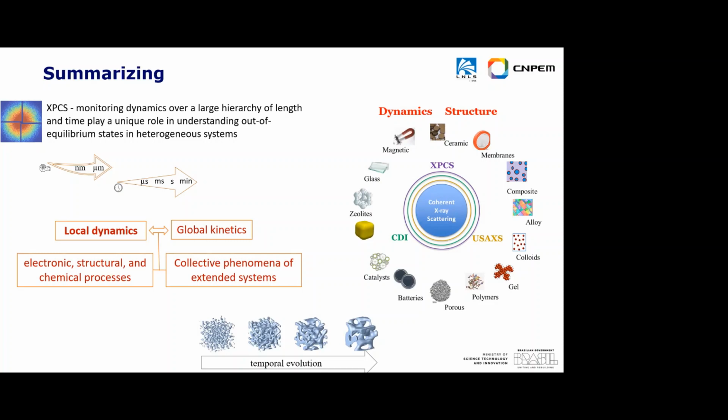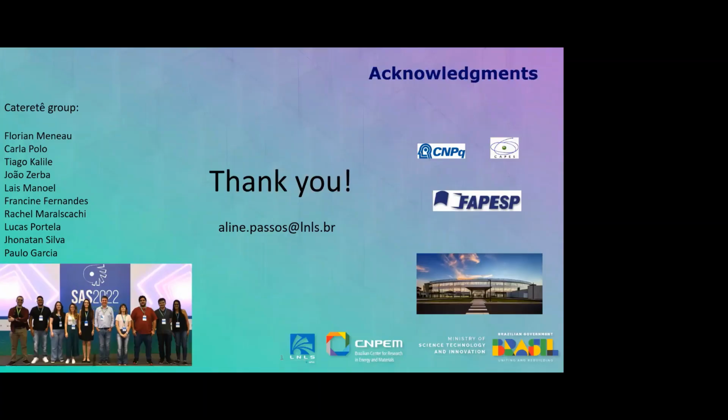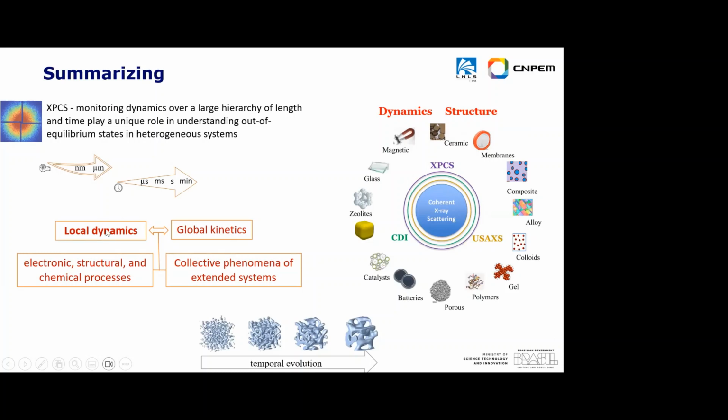In colloids, we can have this information about how was this motion. For example, I showed the example of the gold in water and glycerol. I played a little bit with the glycerol and water ratio, so it was really nice to see how I could control the movement of these nanoparticles, and they become slower or faster depending on the viscosity of the system. And well, looking at the local dynamics, it can give us information about the global kinetics of the systems, and then you can better understand correlative phenomena of the extended system.